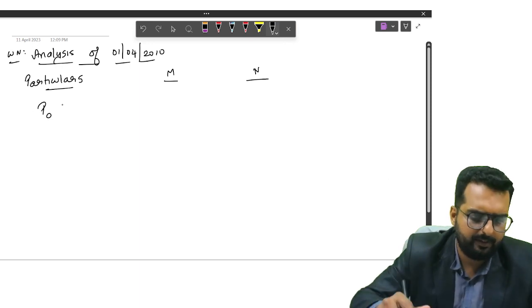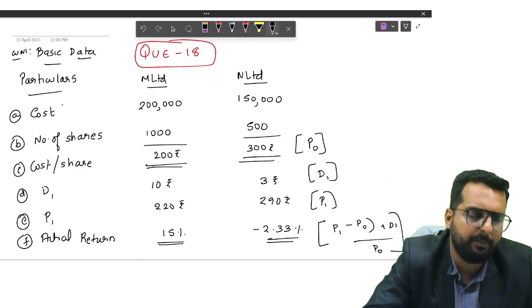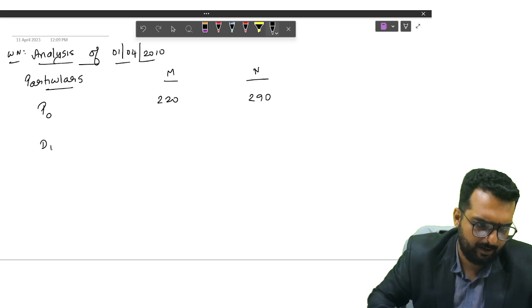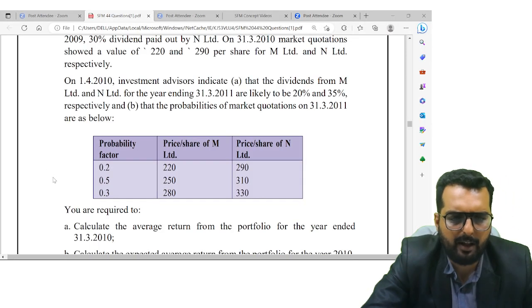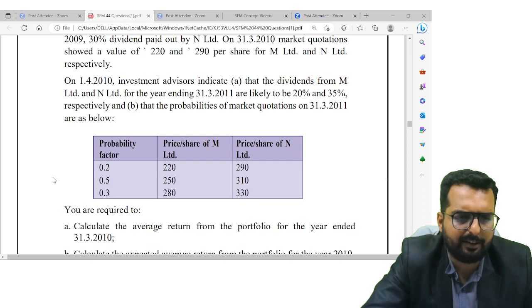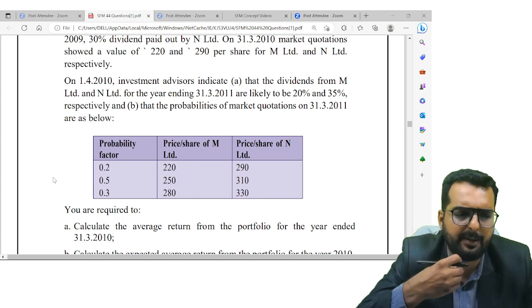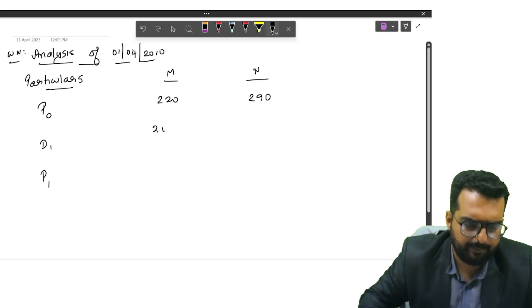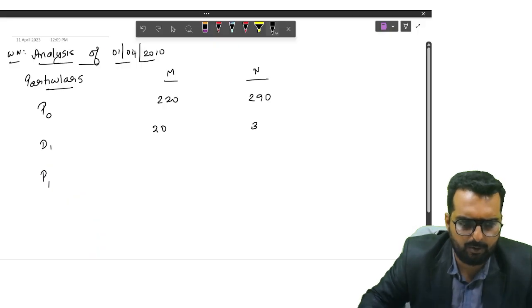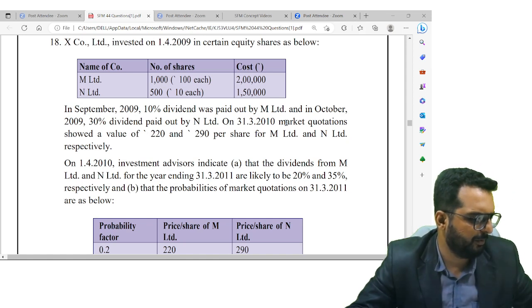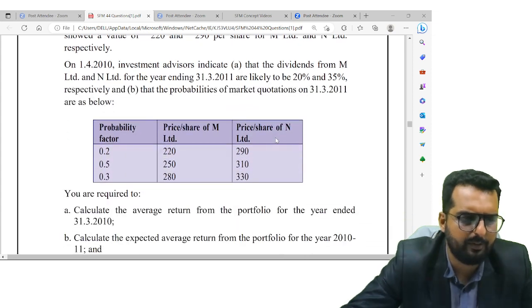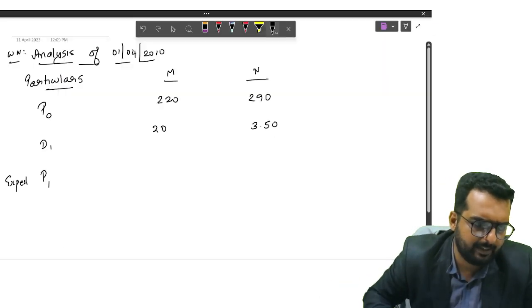Now, on this date, the P0 will be the closing value of the previous one, that is 220 and 290. D1, and then we need to find out the P1. Dividend they have told from M and N are expected to be how much? 20% and 35% is what they are saying, correct? So how much is going to be the 20% of the face value? It will be 20 rupees. Other one is 35% will turn out to be 3.50 rupees. Am I right? 20 and 3.50. And they have told the P1 probabilities are given over here. So I'll write down expected P1.